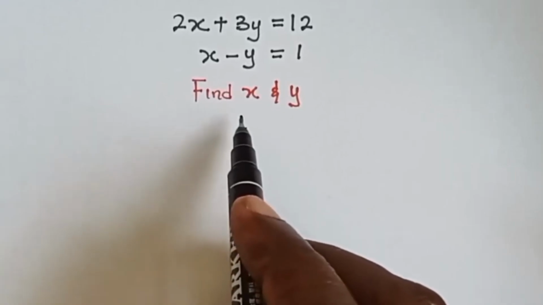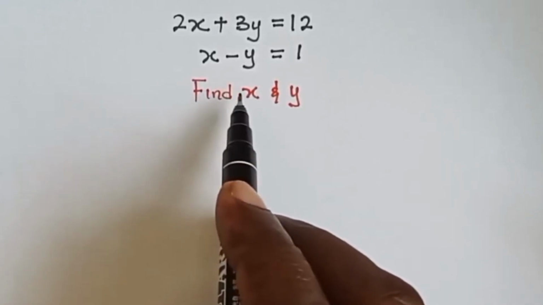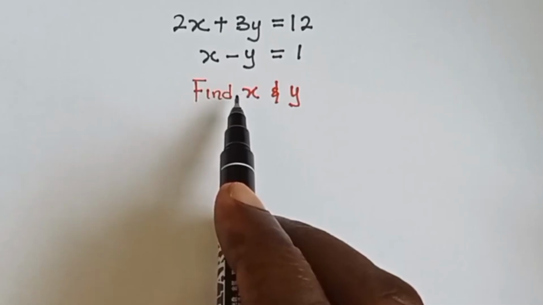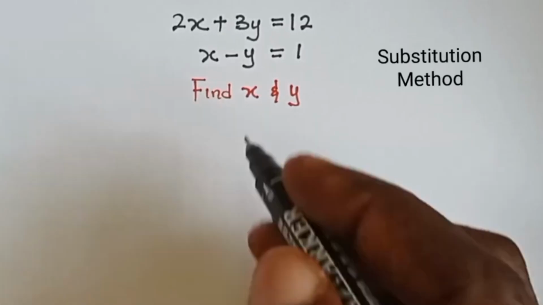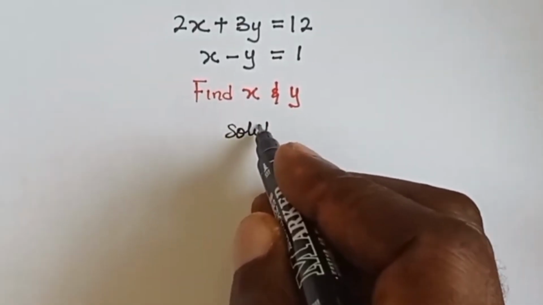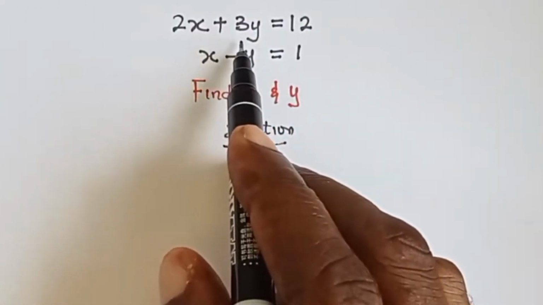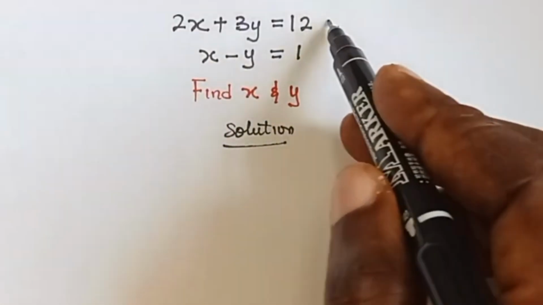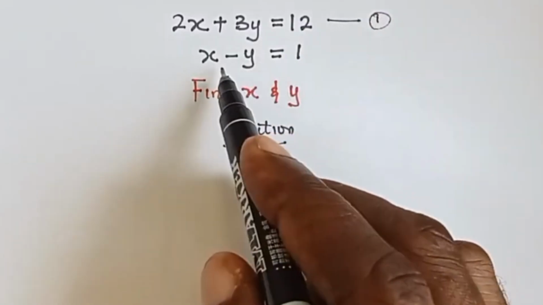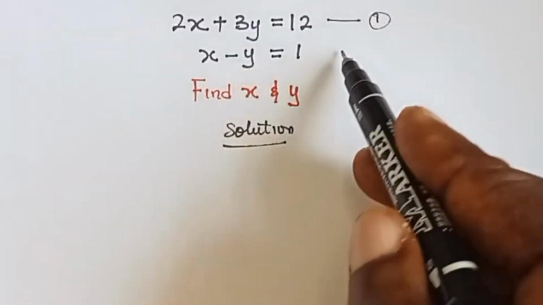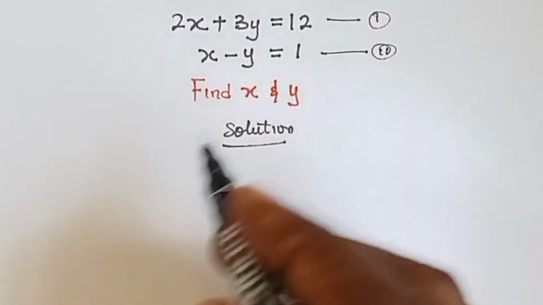In this video, we want to solve this simultaneous equation using the substitution method. Okay, so now let's do this. Solution. We have 2x plus 3y equals 12 as our equation 1, and we have x minus y equals 1 as our equation 2.